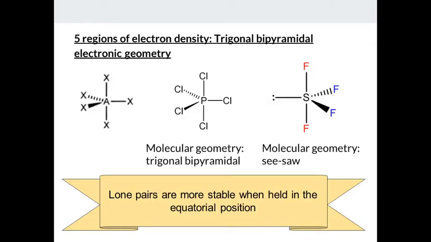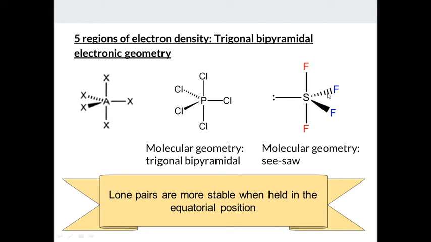When there are 5 regions of electron density, the regions will arrange themselves in a trigonal bipyramidal electronic geometry. So you can imagine these 3 regions of electron density form a triangular base, and then there are 2 apexes, one on top and one below. So when there are 0 lone pairs, the molecular geometry will simply be trigonal bipyramidal. And note that lone pairs are more stable when held in the equatorial position. I will not prove this in this video, but you can easily prove it by just considering the distance between the regions of electron density from one another.